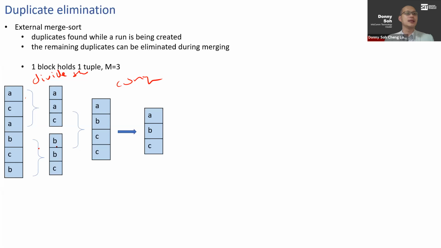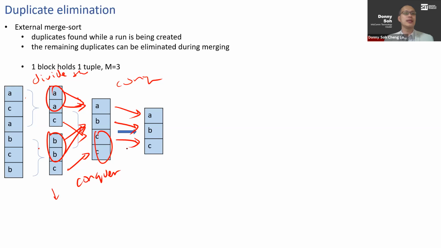Right now we divide, and the duplicates are not removed yet. They are removed only in the conquer stage, and even in the conquer stage, you can see when they are removed. They are removed when they come from the same run. When they come from different runs, they are not removed yet. Only when they come from the same run will the duplicated entries be removed.